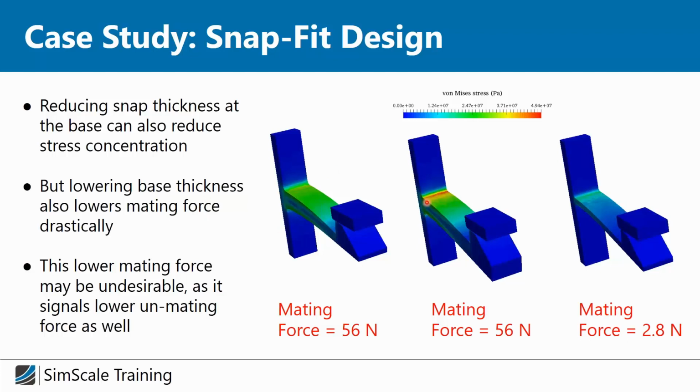So you can see, for example, if we increase the thickness at the base, we will have increased stress. If we reduce it, the stress will go down, but the mating force also. And this kind of simulation is now used by our customer to optimize the correct combination of fillet radius and snap thickness individually, based on the requirements of the project and the customer.